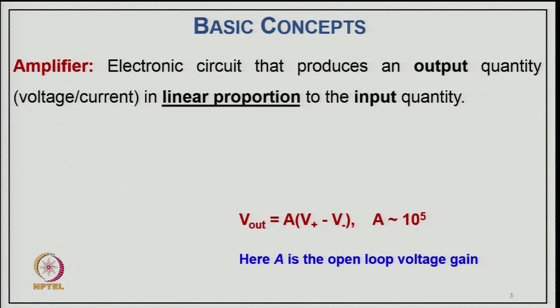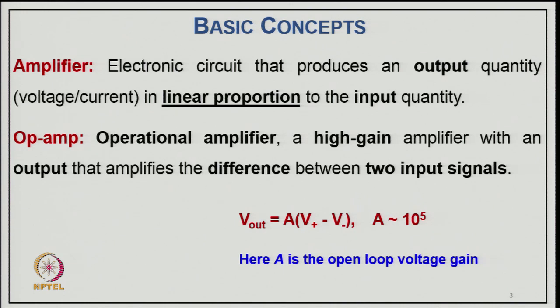So, coming to the basic concept of this amplifier, it is an electronic circuit that produces an output quantity or voltage linearly proportional to the input quantity. We call it the operational amplifier, and it is a high gain amplifier whose output amplifies the difference between the two input signals, as given here: V out equals A times (V plus minus V minus), where A is practically of the order of 10 to the power 5, and we call it the open loop gain.